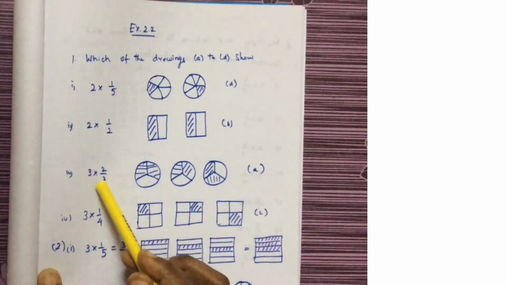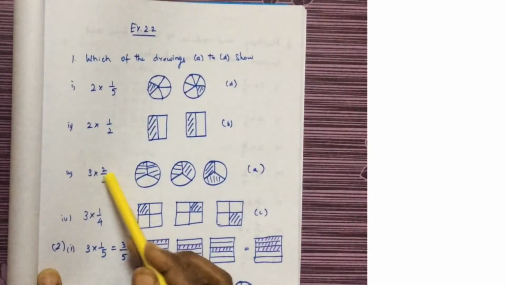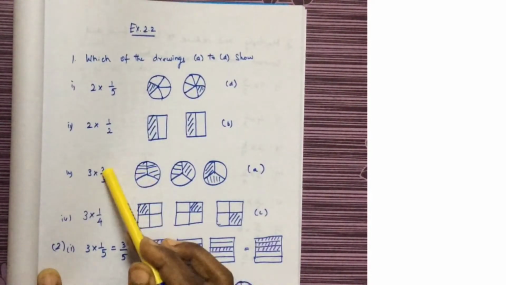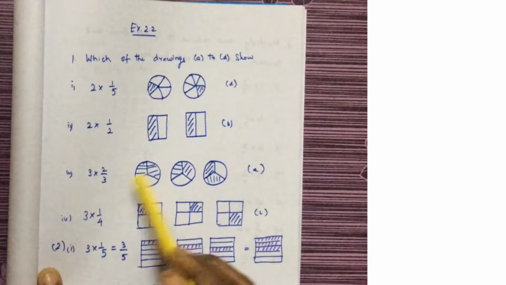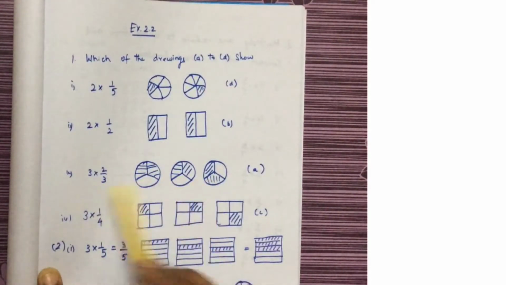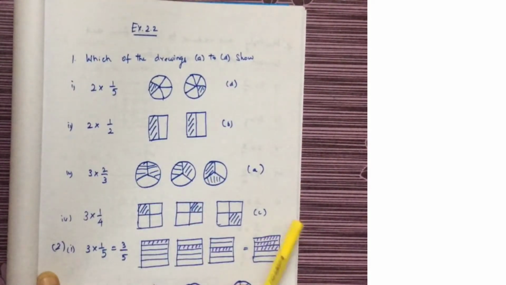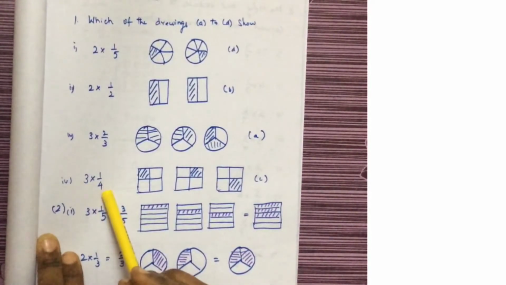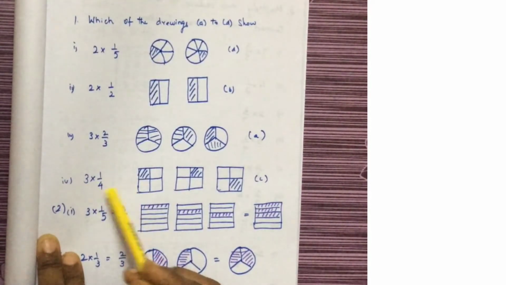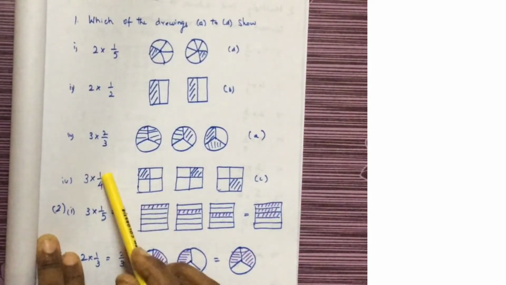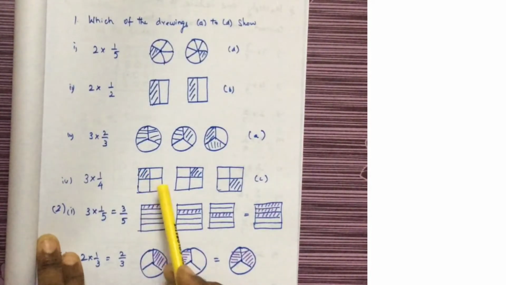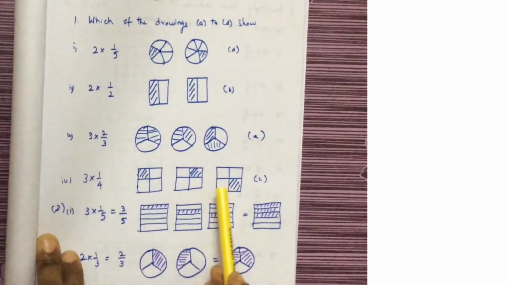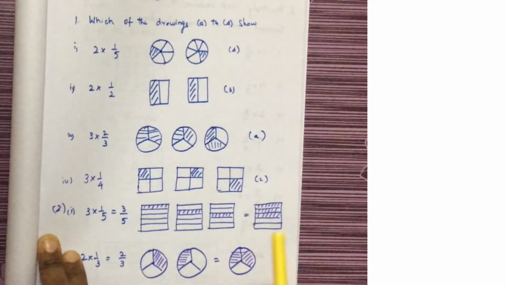Next is 3 multiplied by 2 by 3. So there should be 3 parts. Out of that, 2 parts should be shaded and it should be done 3 times. 1, 2, 3. So this is for this. The next is 3 multiplied by 1 by 4. So there should be 4 parts. Out of that, one part should be shaded. That should be done 3 times. So this is 3 multiplied by 1 by 4.